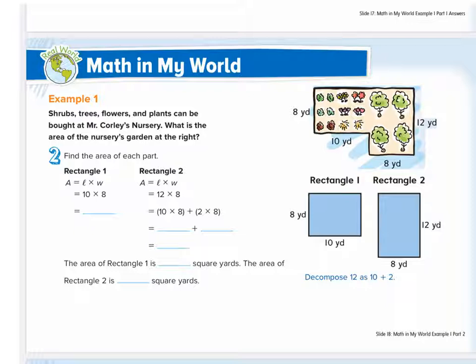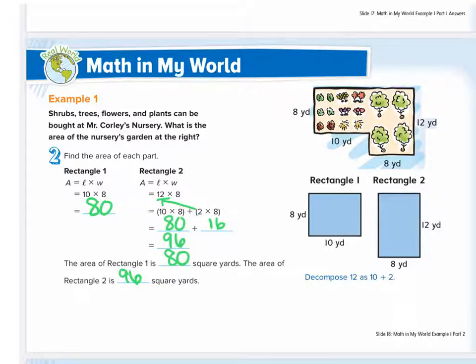So 10 times 8 equals 80. And 12 times 8, they've broken apart into 10 times 8 to make it a little easier, 80, and 2 times 8, because 12 can be broken apart into 10 and 2, 16. And then 80 plus 16 is 96. So the area of rectangle 1 is 80 square yards, and the area of rectangle 2 is 96 square yards.